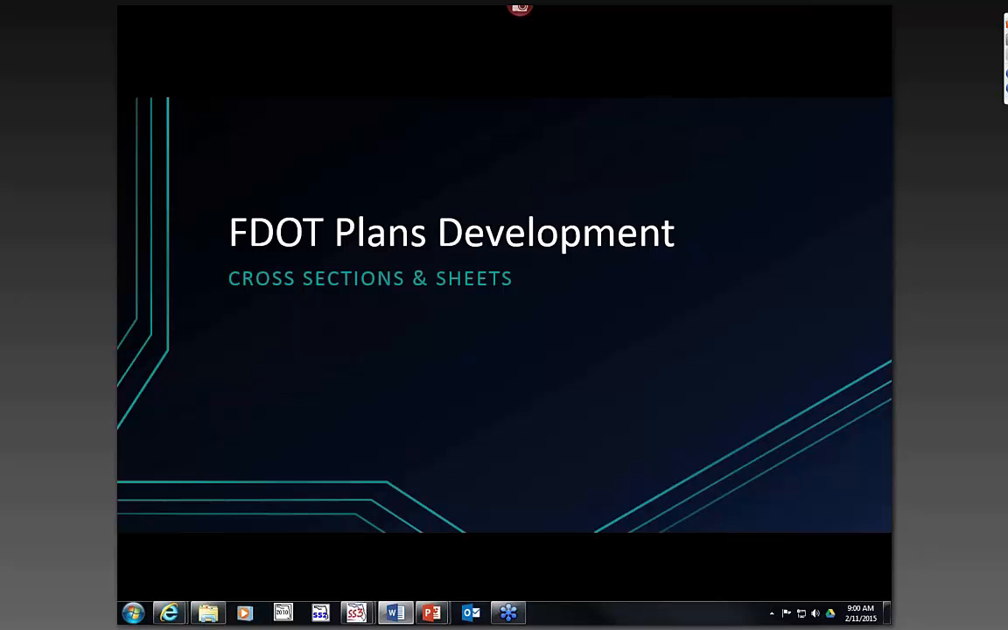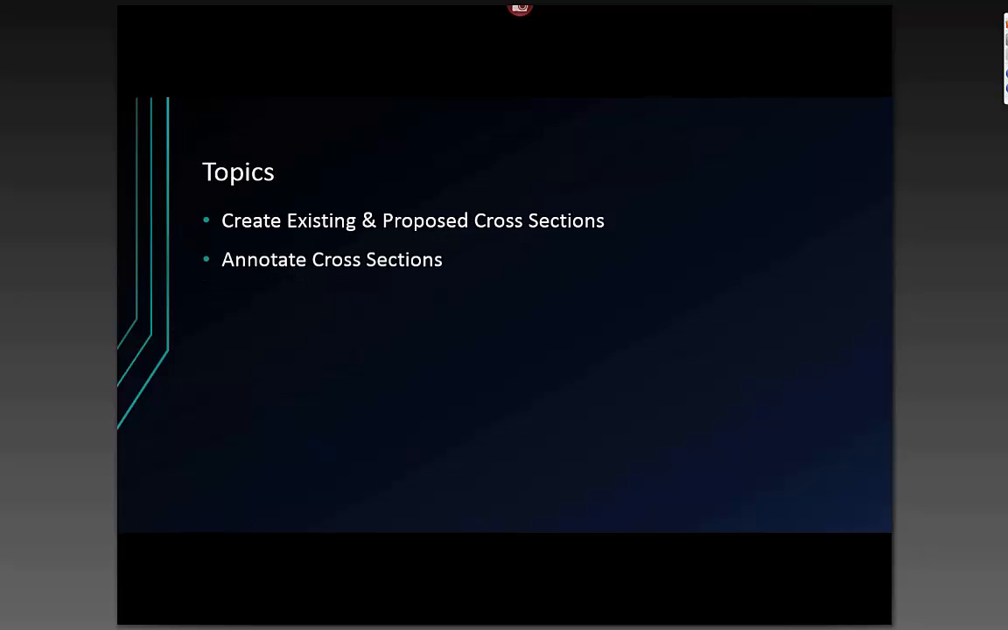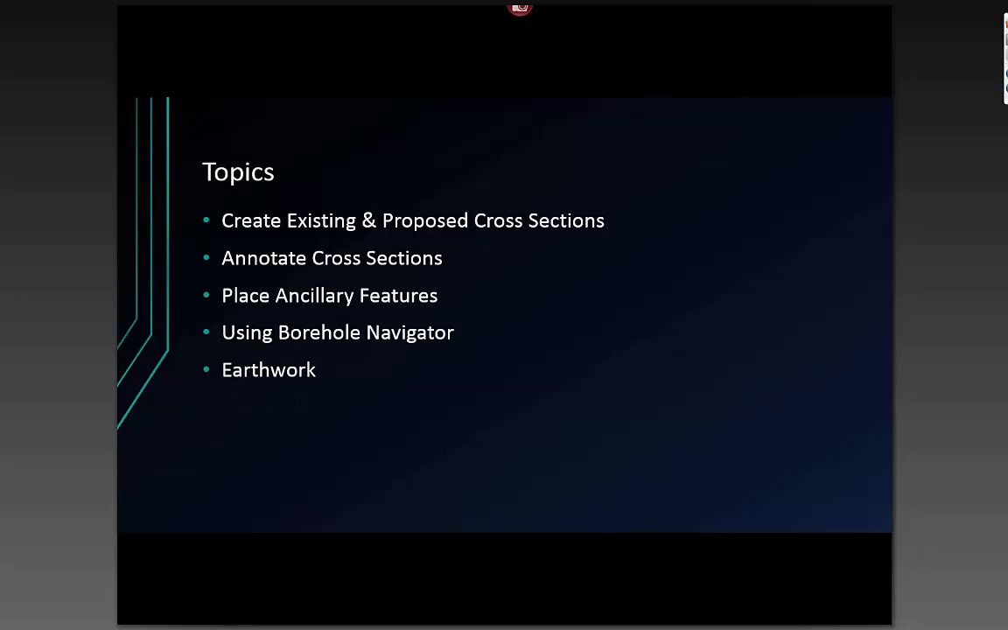My name is Christiana Holmes, and today we're going to be going through Chapter 6 of the new Plan Development Manual, Cross Sections and Sheets. In this webinar, we're going to go over creating the existing and proposed cross sections, labeling the cross sections, placing ancillary features, placing the geotechnical information, calculating the earthwork, laying out the cross sections on sheets, and creating drainage structure cross sections.